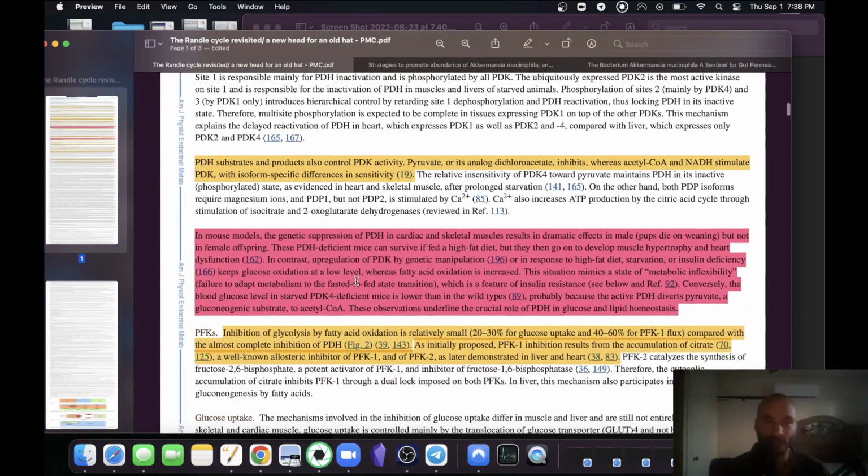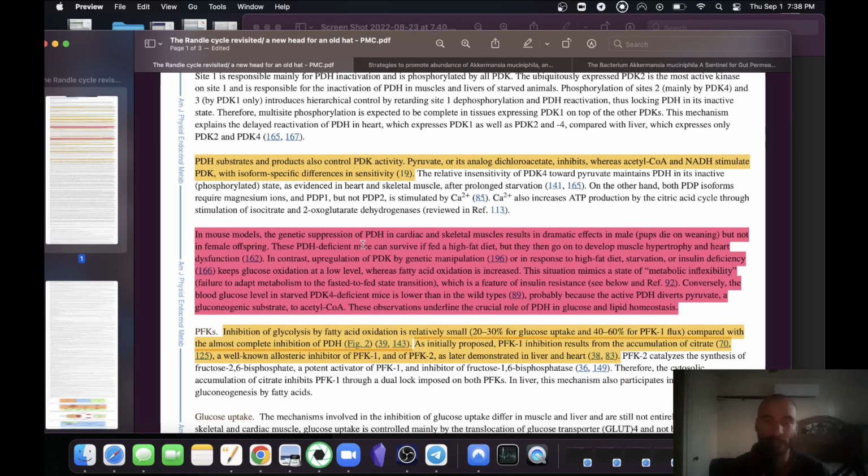Now, last thing I want to talk about here is what does this actually look like in research studies. So what they say is in mouse models, the genetic suppression of pyruvate dehydrogenase in cardiac and skeletal muscles results in dramatic effects in male pups, which die on weaning, but not in female offspring. These pyruvate dehydrogenase deficient female mice can survive if fed a high-fat diet, but they then go on to develop muscle hypertrophy and heart dysfunction. In contrast, upregulation of pyruvate dehydrogenase kinase by genetic manipulation or in response to high-fat diet, starvation, or insulin deficiency keeps glucose oxidation at a low level, whereas fatty acid oxidation is increased.